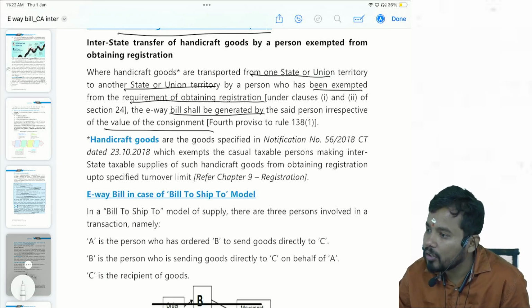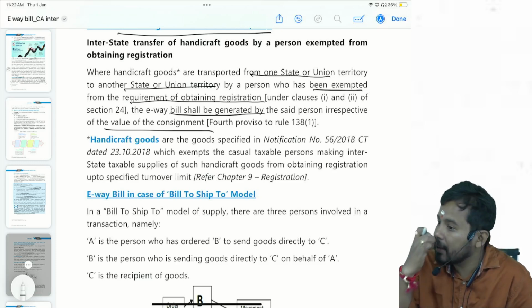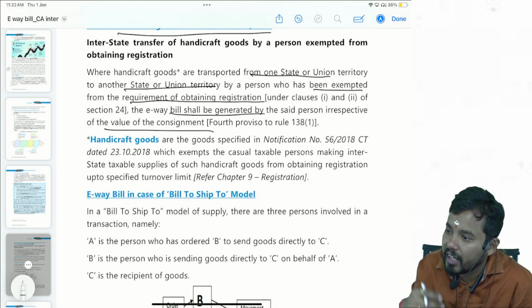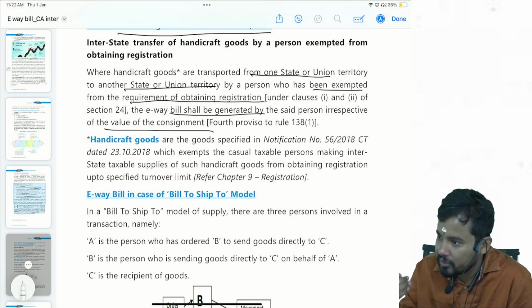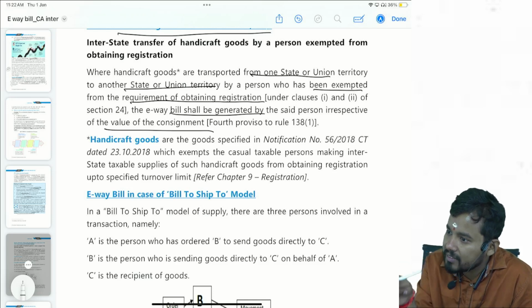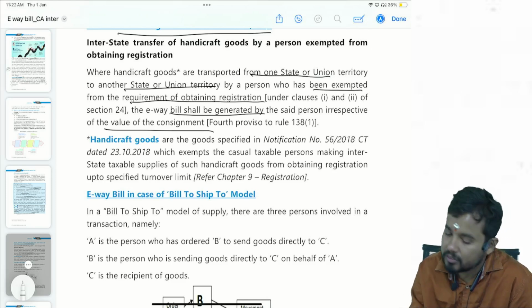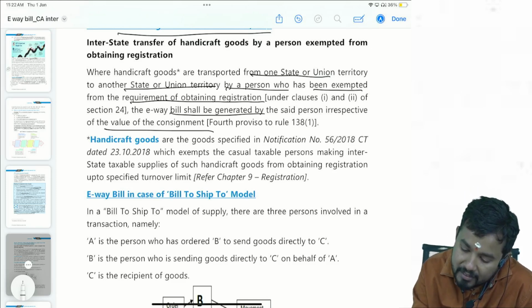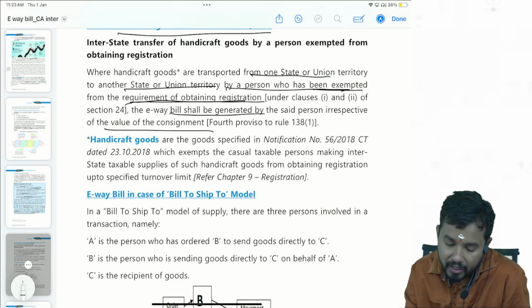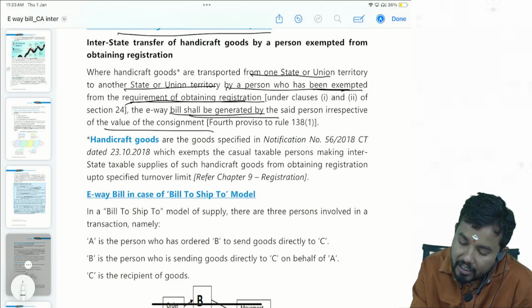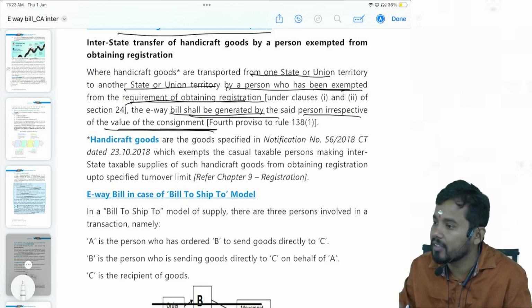We all know, in the registration chapter we have learned, that if you are making interstate transportation of goods, you are generally mandatorily required to take registration. But for interstate transportation of notified handicraft goods up to 20 lakhs, you have that benefit. For such a person, the E-way bill should be generated. So look here, by a person who has been exempted from the requirement of obtaining registration, the E-way bill shall be generated by the said person irrespective of the value of the consignment.